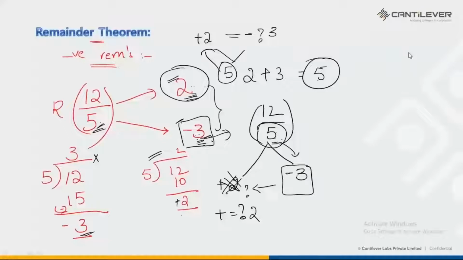Just keep in mind one particular point: you can get the negative remainder from the positive remainder and vice versa. If you know the positive remainder, you can calculate the negative. We will see where and how we implement this. Clear? Okay. Now let's have a look at some questions. We'll discuss a few questions on this topic.